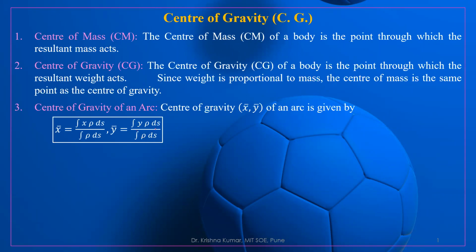If this rho is constant, and we have already seen it may or may not be constant, we can take it outside the integration and they will cancel out. But if it is not constant, then we have to integrate it, and then we will see what happens after integration.